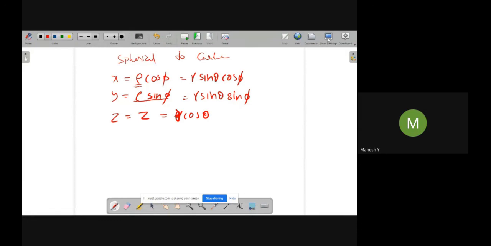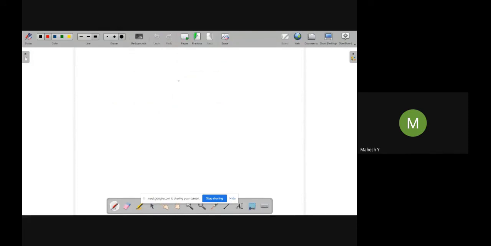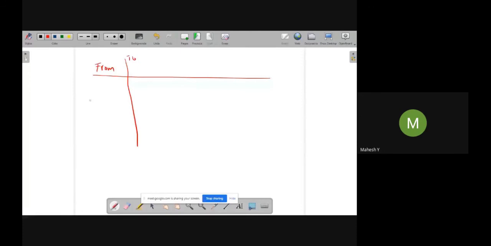So can you make a table here? From, to. Cartesian, cylindrical, and spherical.